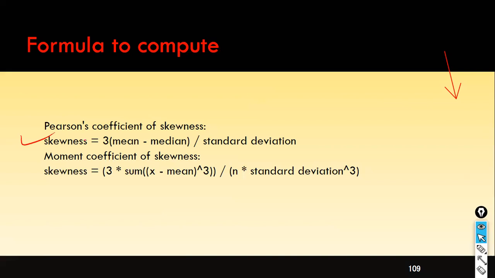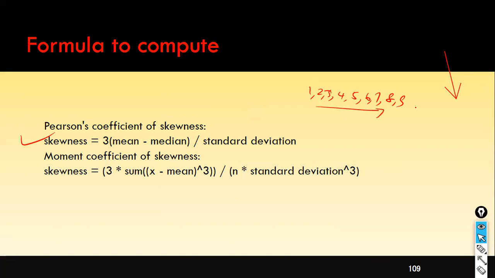For example, let's say we have data points from 1 to 9: 1, 2, 3, 4, 5, 6, 7, 8, 9. So we have 9 values. What is the mean of this data set? What is the mean here?